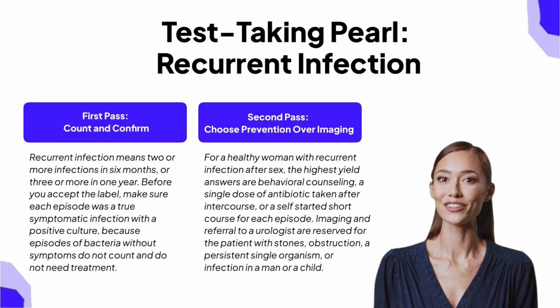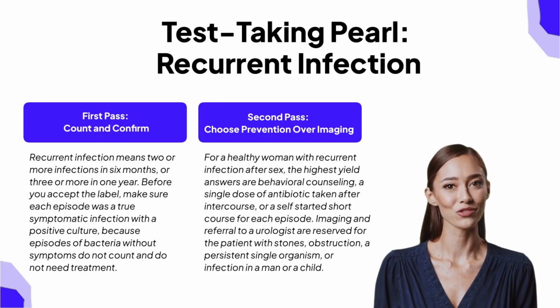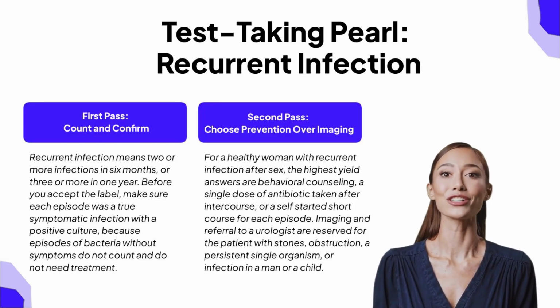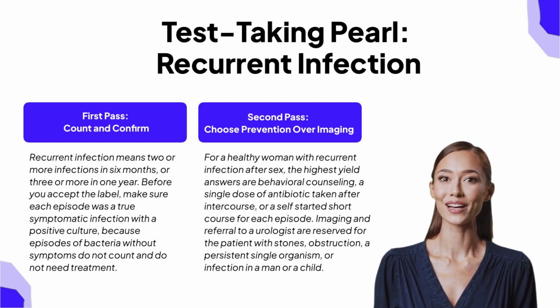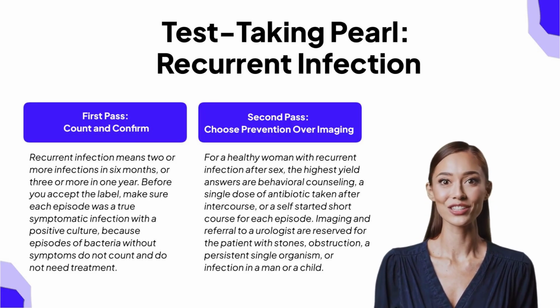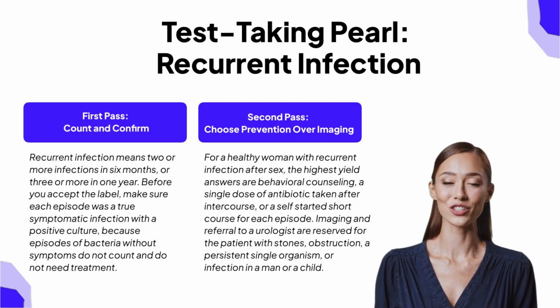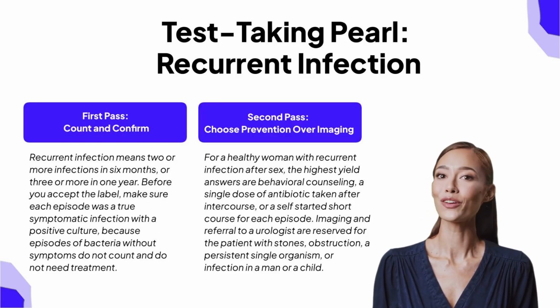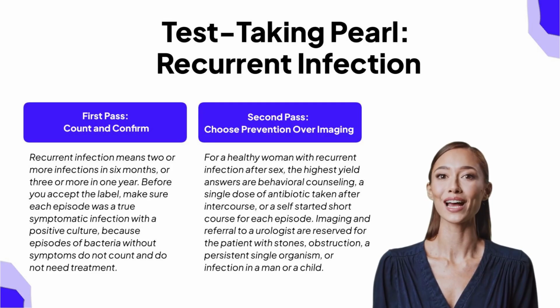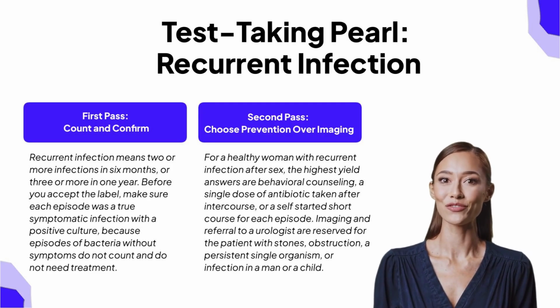On your second pass, choose prevention over imaging. For a healthy woman whose infections follow intercourse, the highest yield answers are behavioral counseling, a single dose of antibiotic after intercourse, or a self-started course she initiates at the first symptom. All three keep her out of the radiology suite. Imaging and urology referral are reserved for a stone, obstruction, the same organism persisting despite therapy or infection in a man or child, where any infection is abnormal until proven otherwise.